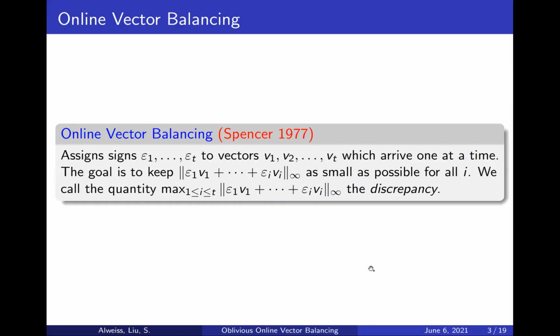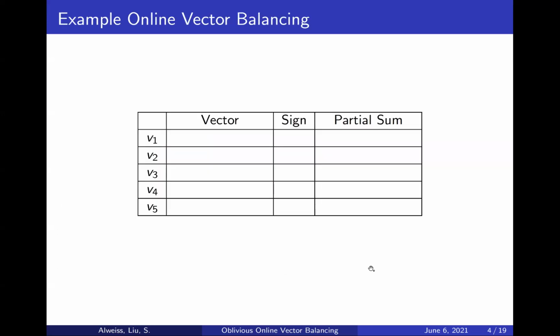For example, consider you're given the vector minus 1, 1, 1, minus 1. You assign it the sign 1. Now you have a partial sum of minus 1, 1, 1, minus 1. Only after assigning the sign, you're given the second vector v2. Let's say it's minus 1, minus 1, minus 1, 1. You assign the sign 1. Now your partial sum is minus 2, 0, 0, 0. Now you have discrepancy 2.